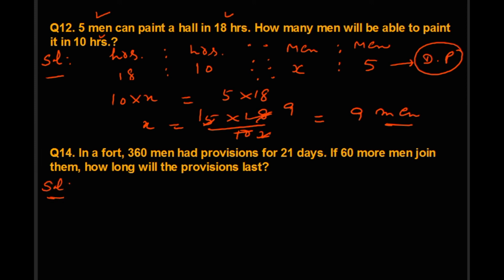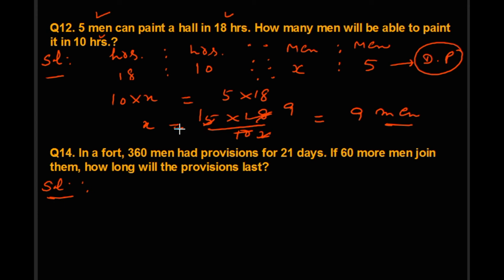Now question number 13 is your homework, and we will move on to question number 14. In a fort, 360 men had provision for 21 days. If 60 more men join them, how long will the provisions last?